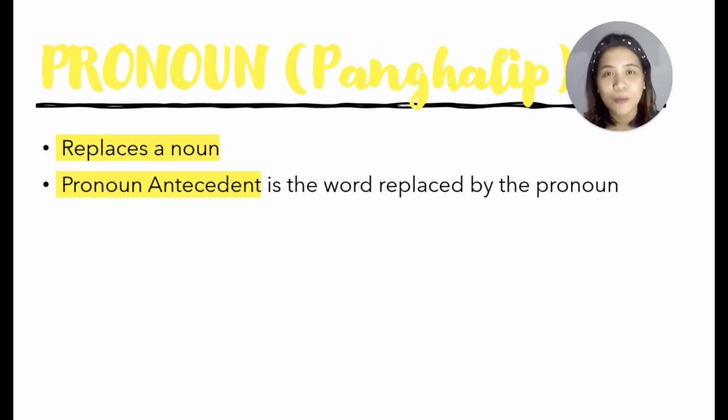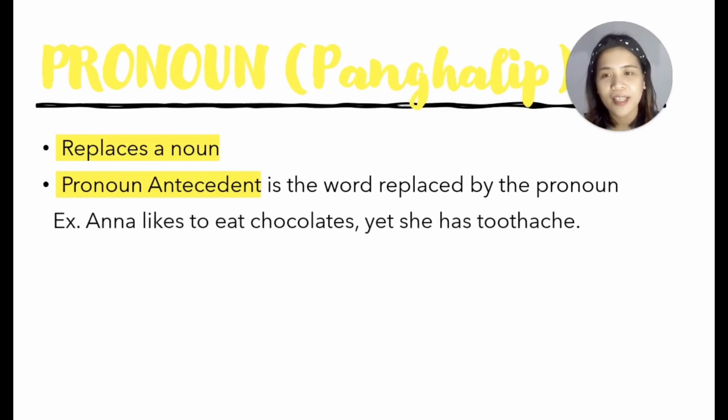Next, we have pronoun, or in Filipino, it's panghalip. The function of a pronoun is that it replaces a noun. And the word or the noun that it replaced is called pronoun antecedent. If, for example, you have the sentence, Anna likes to eat chocolates, yet she has toothache, the pronoun she refers to Anna. So Anna is the pronoun antecedent. Instead of repeating the name, we use the pronoun she.